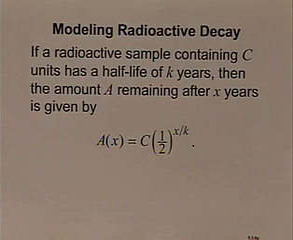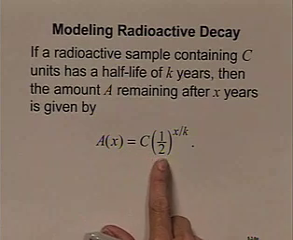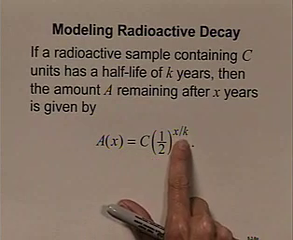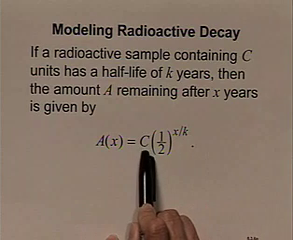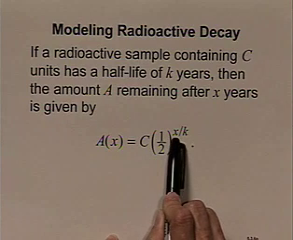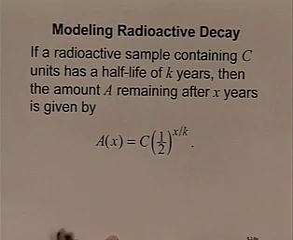Here's the first one. If a radioactive sample containing C units has a half-life of k years, then the amount A remaining after x years is given by A of x equals C times 1/2 to the x over k power. Remember, k is the half-life, C is the initial amount of the sample, and x is the number of years after which A remains.